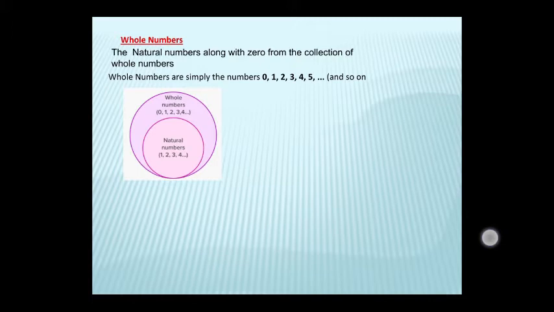By seeing this figure, you can conclude that all natural numbers are whole numbers, but you cannot say all whole numbers are natural numbers, because natural numbers start from 1, while in whole numbers 0 also is there. That is the reason all natural numbers are whole numbers, but all whole numbers are not natural numbers. Examples: 0, 7, 212, 10, 1023 are all whole numbers.